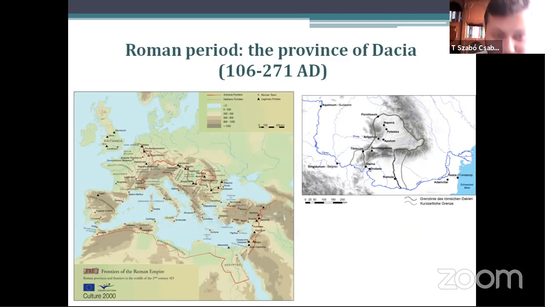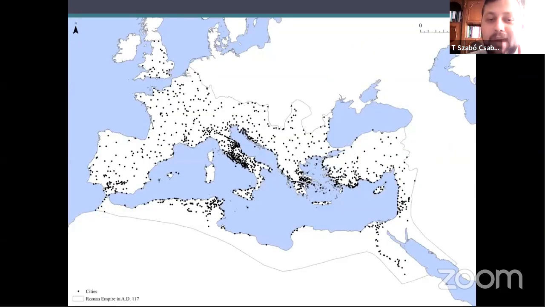The big change in the history of Transylvania and this region generally is when Transylvanian territories became part of the Roman Empire after 106 AD for less than 170 years. It's a very short period. It was not a good idea for the Roman Empire to maintain this territory for such a long time. You will see that it was part of a peripheral area of the Roman Empire, one of the less populated and less urbanized areas of the Roman Empire.